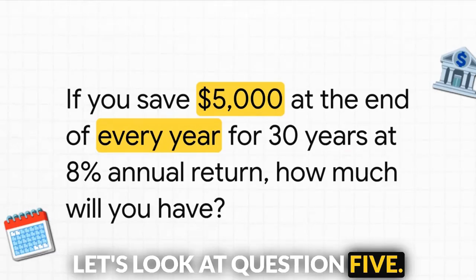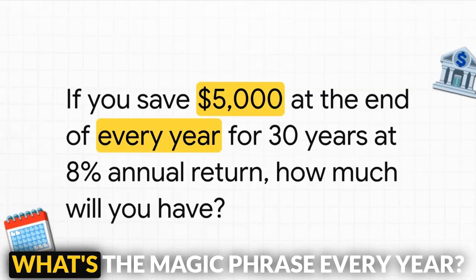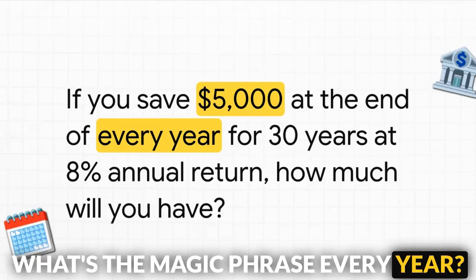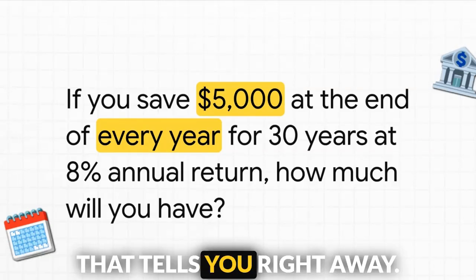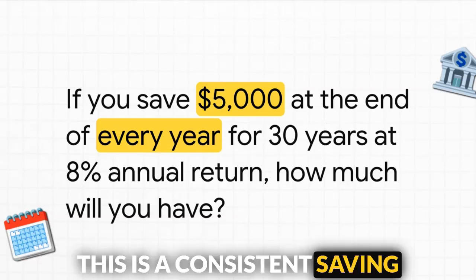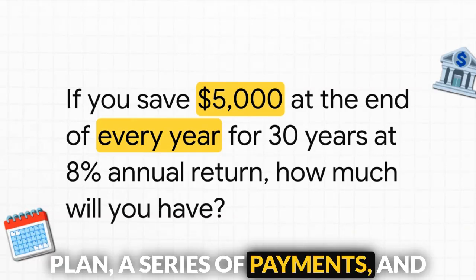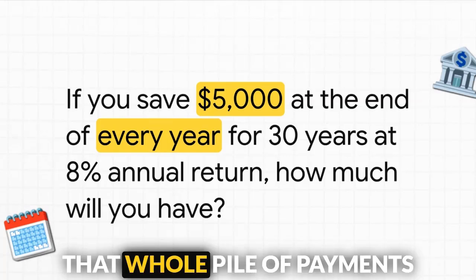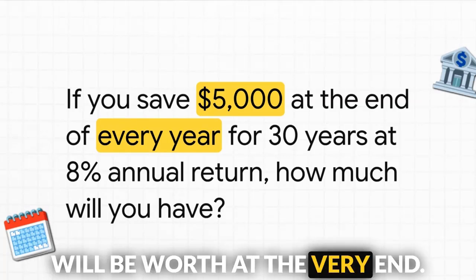Let's look at question 5. Scan the text. What's the magic phrase? Every year. Got it? That tells you right away this is not a one-and-done investment. This is a consistent saving plan, a series of payments. And our job is to figure out what that whole pile of payments will be worth at the very end.